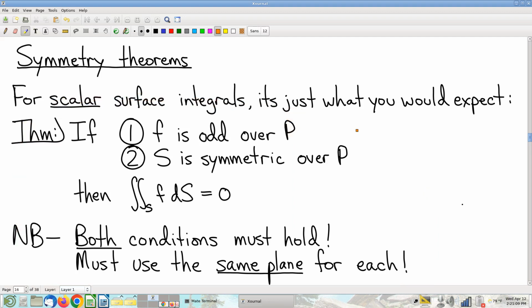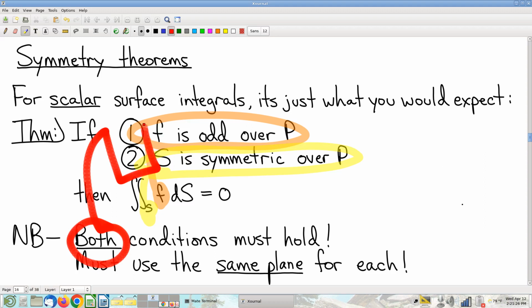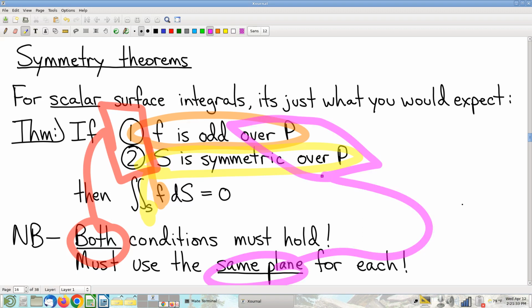If you're computing a scalar surface integral, and if your integrand is odd, and if your domain is symmetric, and I emphasize, you've got to have both, both of these conditions have to hold. And if furthermore, I emphasize, you've got to use the same plane for both of them, then your integral is 0. You're done. Walk away. It's awesome, right?